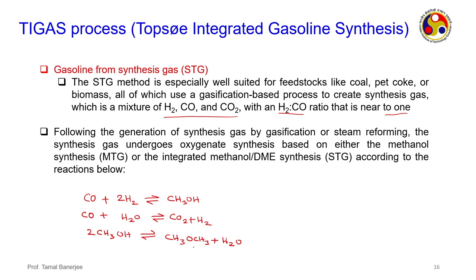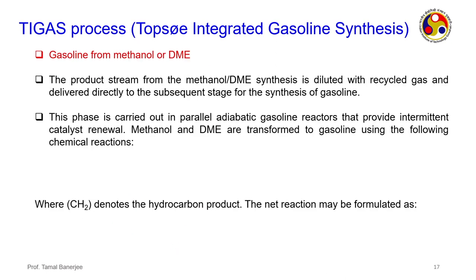So, the next step is to convert this to gasoline. So, how to do that? If you see now gasoline from methanol or DME, the product stream from the methanol DME synthesis is diluted with recycled gas and delivered directly to the subsequent stage for the synthesis of gasoline. This phase is carried out in parallel adiabatic gasoline reactors that provide intermittent catalyst renewal. Methanol and DME are transformed to gasoline using the following reactions.